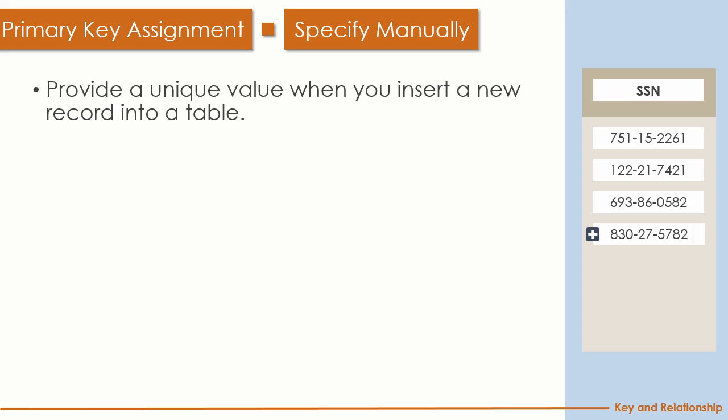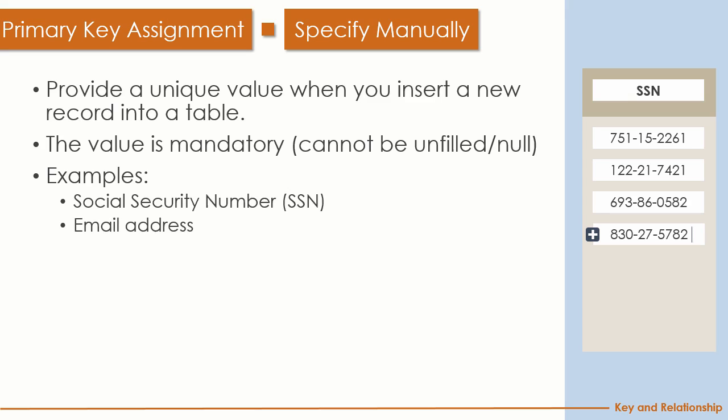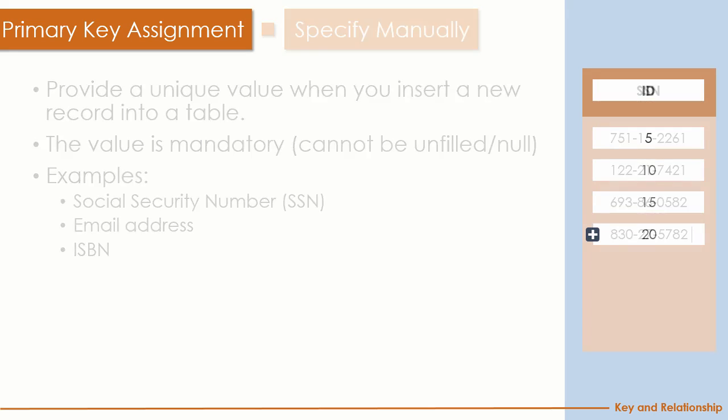Take an example of the SSN. When you insert the record into the table, you need to provide the SSN at the same time. The value is mandatory. It cannot be null or empty. And examples of manually assigned primary keys could be the social security number, the email address, if you don't allow the user to change the email address, or the ISBN, which is quite unique.